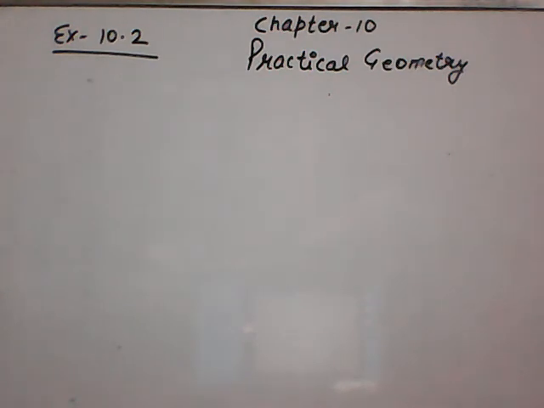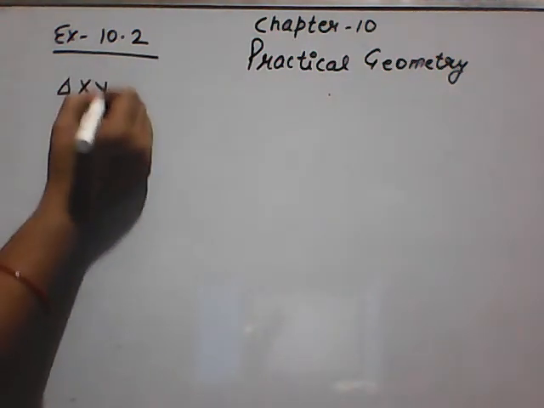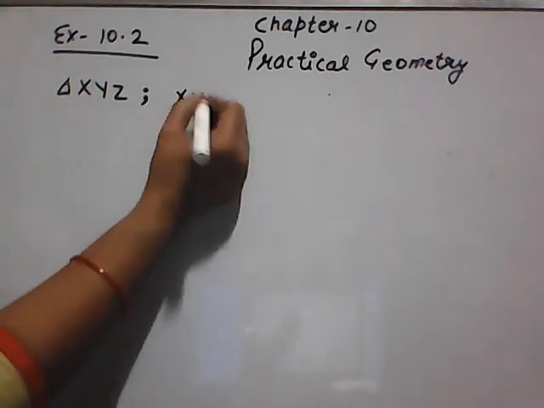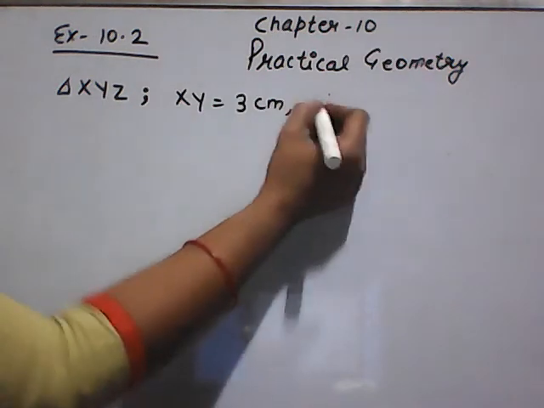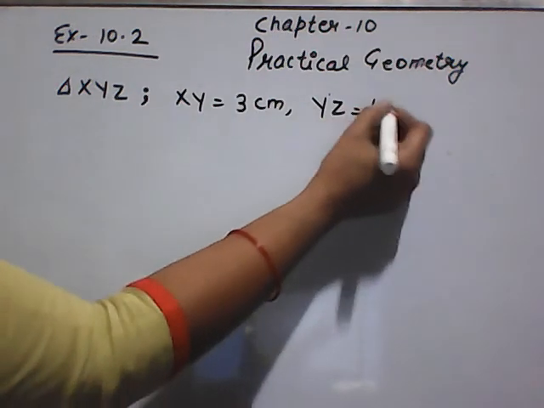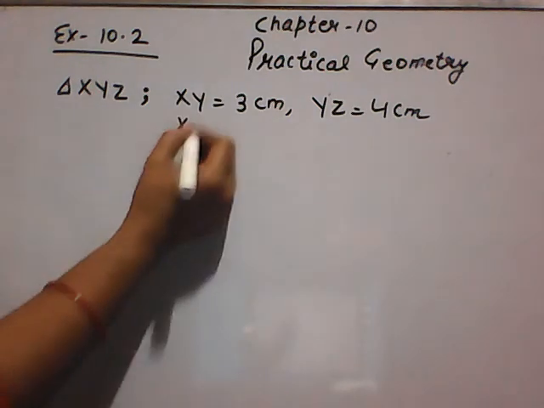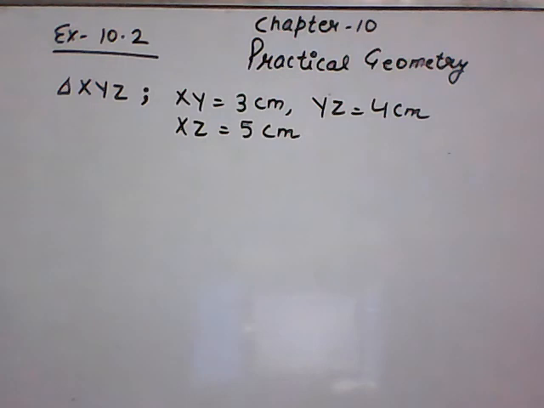Suppose the sides given to you are 3 centimeter, 4 centimeter and 5 centimeter, and you have to construct the triangle XYZ. In this case, XY is given to you as 3 centimeter, YZ is given to you as 4 centimeter, and XZ is given to you as 5 centimeter. And you have to construct the triangle.